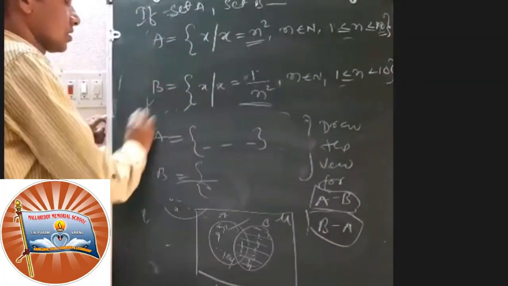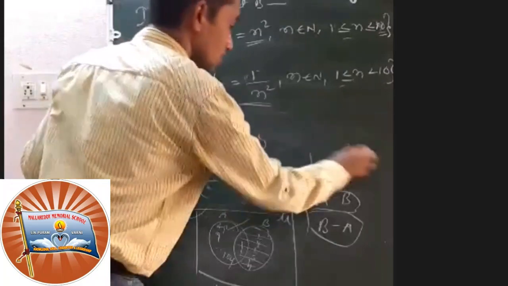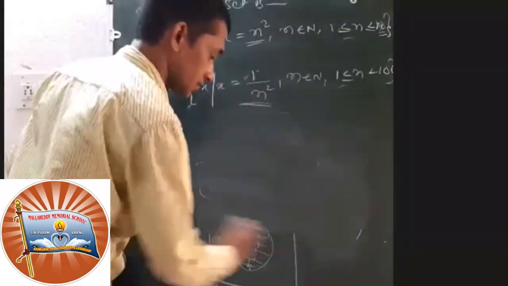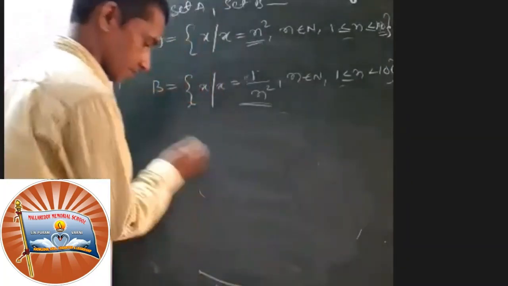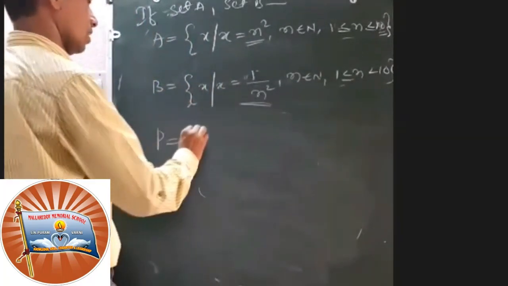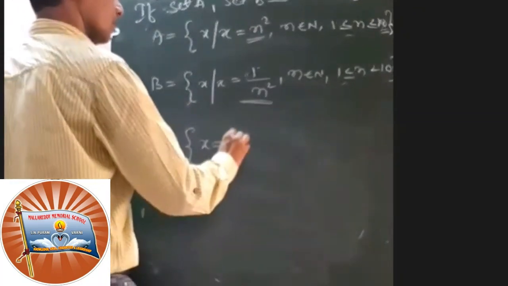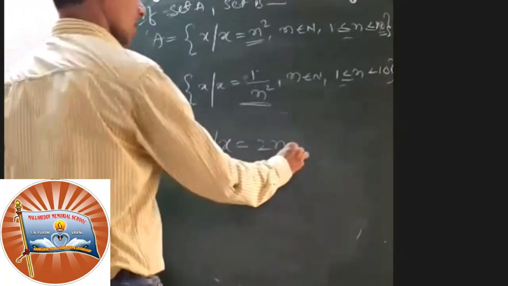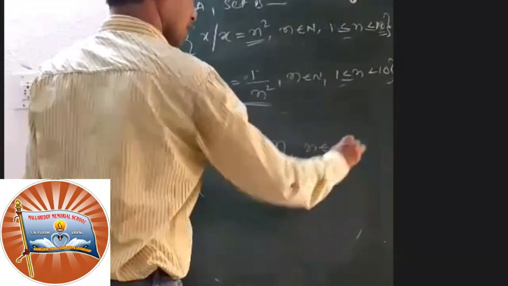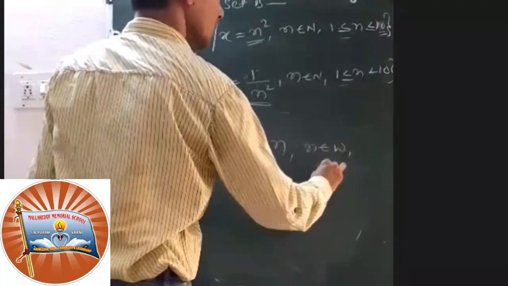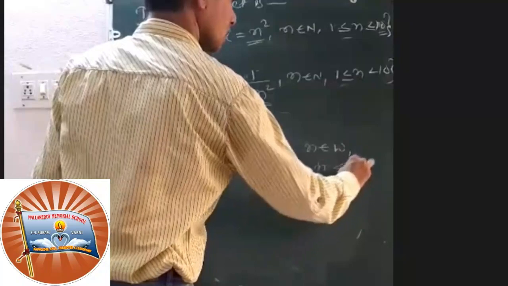You should have one basic thing: even number, odd number will be like this. Some P is equal to x such that x is equal to n, where n can be defined, n belongs to W and n is less than or equal to 10.